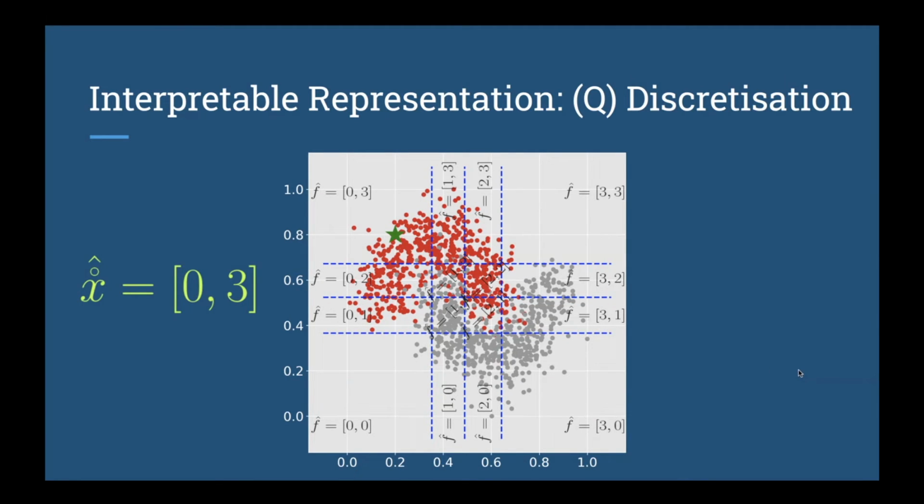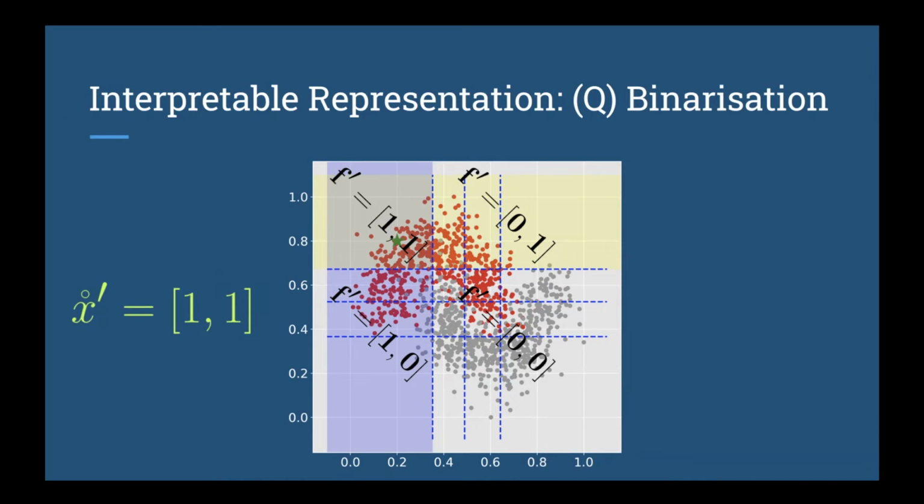But this only gives us a discrete representation. And for all of the other cases, we had a binary representation. We switched something on or off. So we're not quite there yet. So the second stage of the interpretable data representation for tabular data is then binarizing our discrete representation. So this provides us with 2 binary features for each axis and 4 different regions.